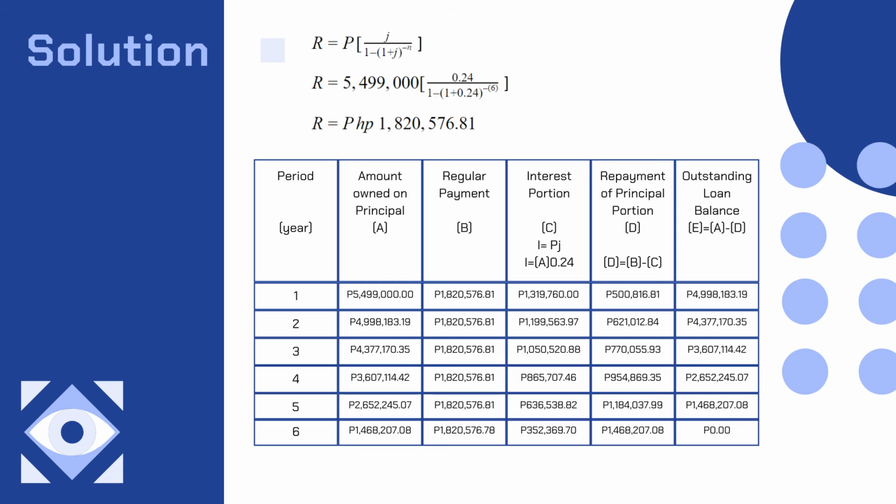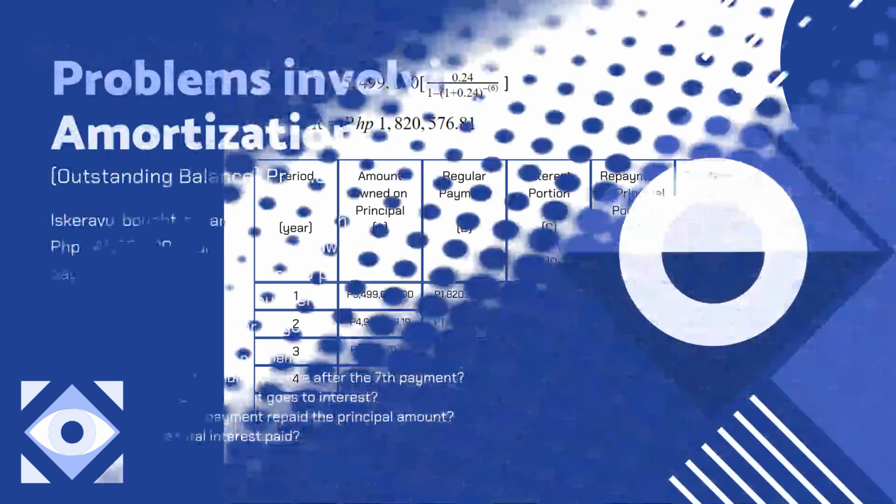Next, to fill up column C, we need to solve the amount allotted for interest, which can be solved by multiplying the value of A, or the amount owed on the principal, and 0.24, which is the interest rate. Then for column D, we only need B minus C to solve for the amount allotted for the principal. And lastly, E is equal to A minus D, and we will have the outstanding loan balance.